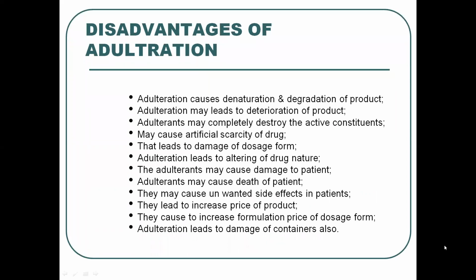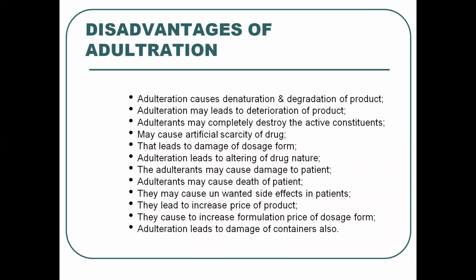And now at the last we came to the disadvantages of adulteration. Adulteration can cause denaturation, degradation of the product also. It may lead to the deterioration of your product. It may completely destroy the active constituent. It may cause artificial scarcity of the drug also. Artificial scarcity, genuine scarcity is not there, but to enhance the profit, a condition comes like artificial scarcity of the drug. It can also lead to the damage of the dosage form.